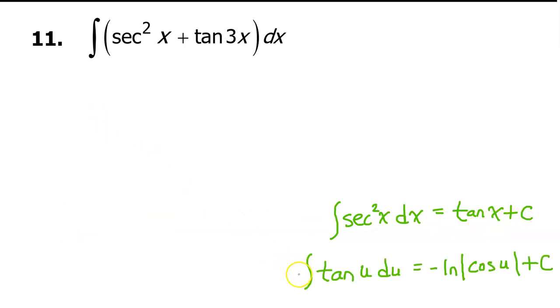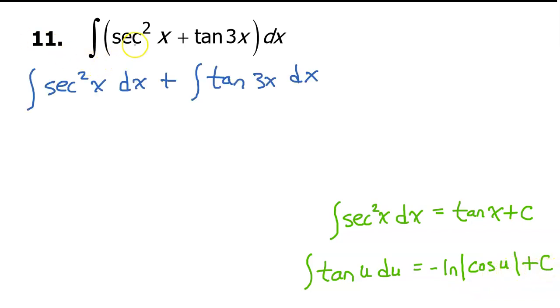The other memorized rule we need is that the integral of tangent u is negative natural log cosine u plus c. Since I need to handle these two terms a little bit differently, I'm going to split up this integral as the sum of two separate integrals. On the second one, I'm going to do u substitution. I'm pretty sure that if I let u equal 3x, that's what I need. And in that case, u prime will equal 3.